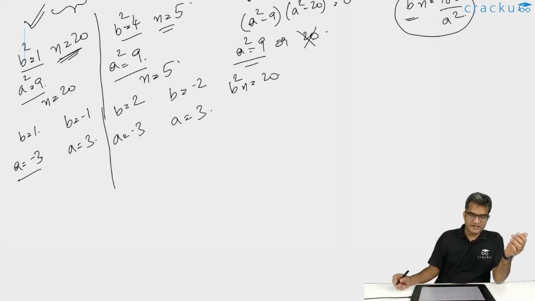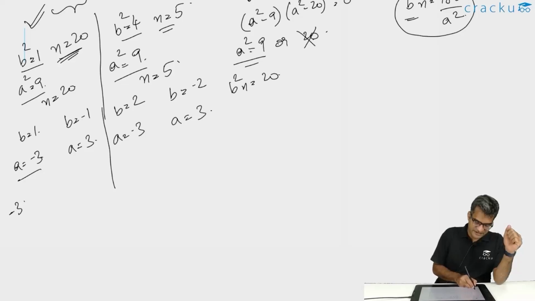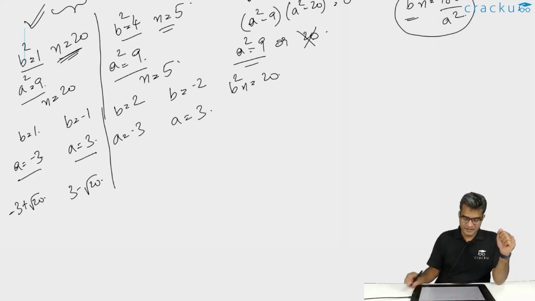So over here the value of the irrational number whose square is 29 minus 12 root 5 will be minus 3 plus square root of 20. In this case it will be 3 minus square root of 20. Over here it will be minus 3 plus 2 root 5.